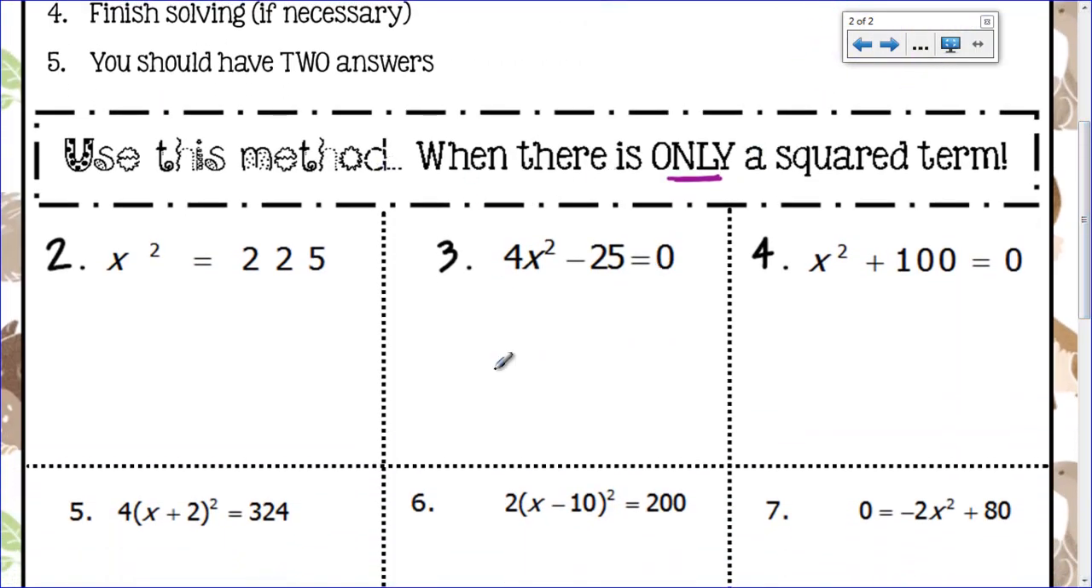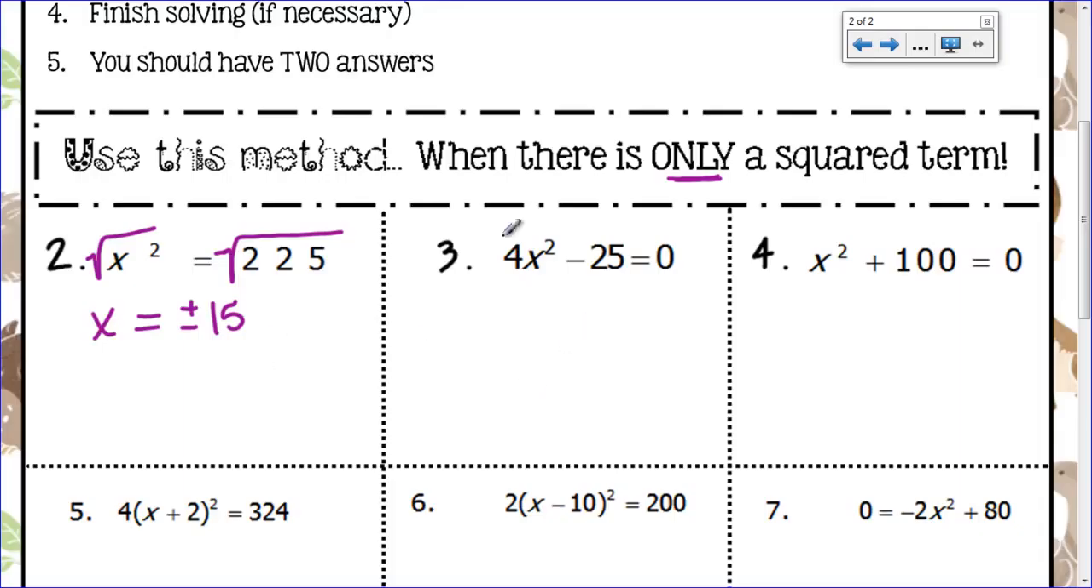So if you look at number 2 here, number 2 they took care of. The x squared term's already by itself, and so I'm just going to have to take the square root of both sides. So I'm going to take the square root of this and the square root of this. So square root of x squared is x. The square root of 225 is 15. And because I'm taking the square root, whenever you take the square root of a number, there are 2 possible answers. There's a positive answer and a negative answer. Because if I do 15 times 15, it makes 225. And if I do negative 15 times negative 15, I also get 225. So we're going to put this plus minus here to say that I have 2 answers, positive 15 and negative 15.